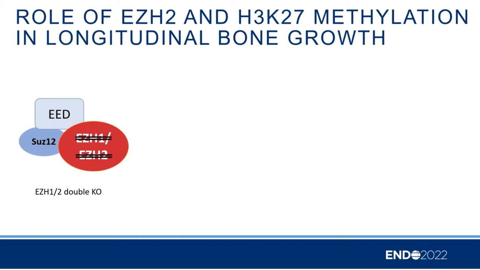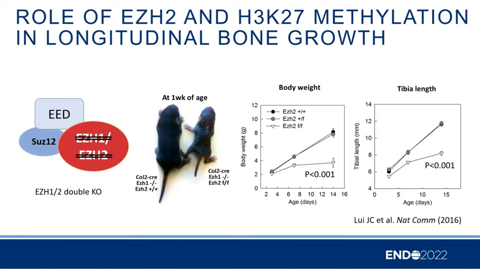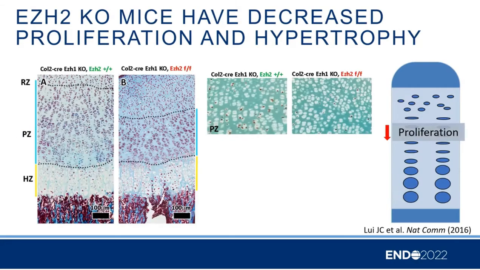And the approach we took was trying to make catalyst-specific knockouts of EZH, not just 2, but 1 and 2 together because of some functional redundancy of the 2 EZH in the PRC2 complex. And the double knockout mouse has decreased growth, including decreased bone length very early on.